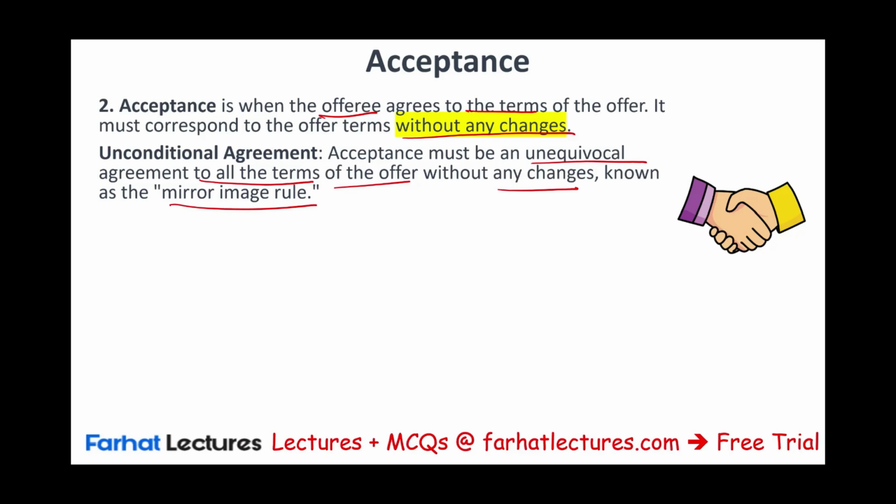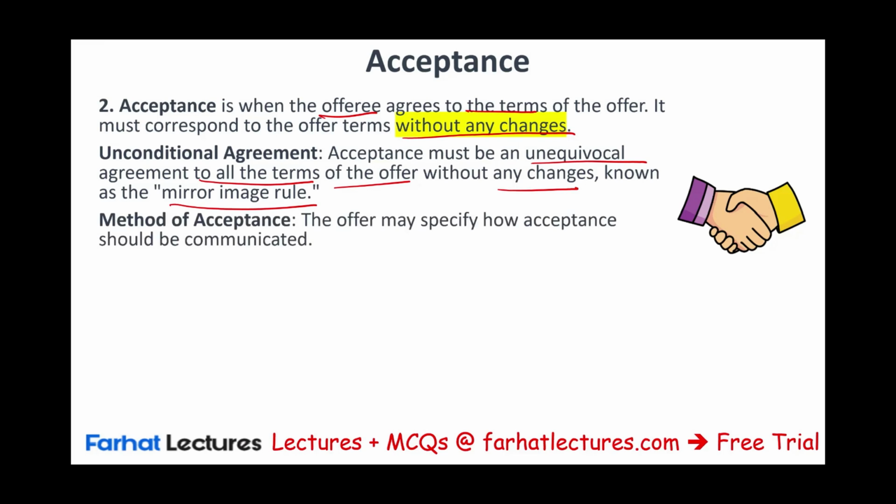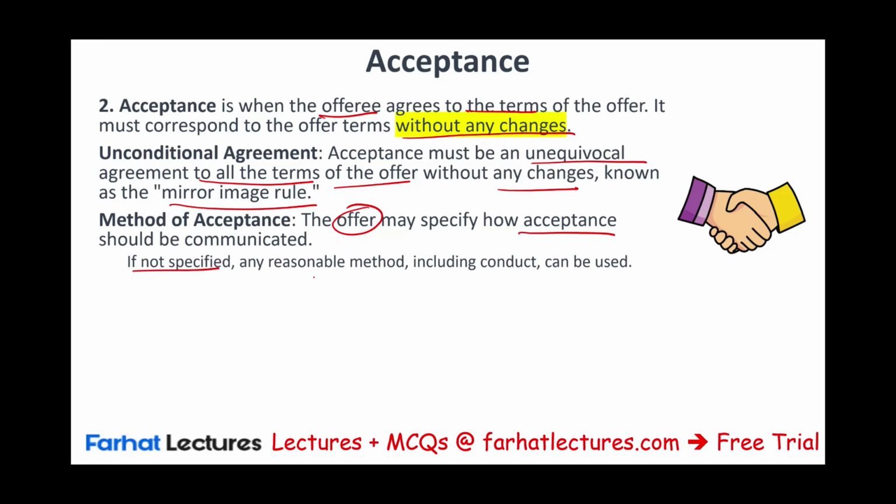So like when you look at the mirror, you see yourself. You have to accept the offer as is if you are accepting. And how can you accept this? Well, method of acceptance, the offer may specify how the acceptance should be communicated. So whoever is making the offer, they can add specific conditions if they choose. That's their offer. So be careful when you have those multiple choices. Now, if not specified, any reasonable method, including conduct, can be used to accept the offer.